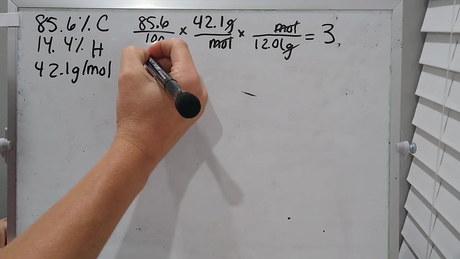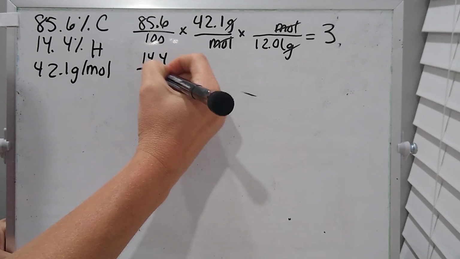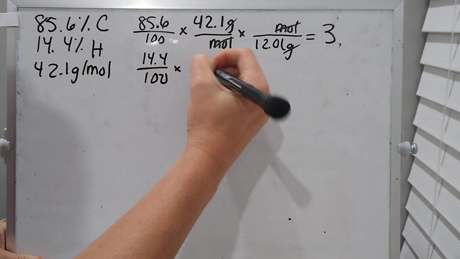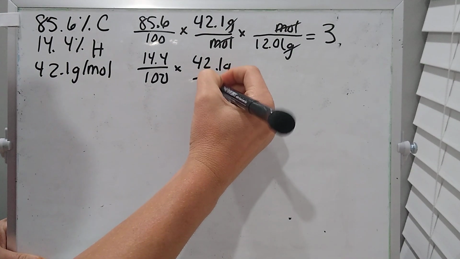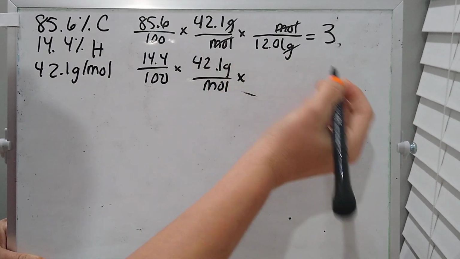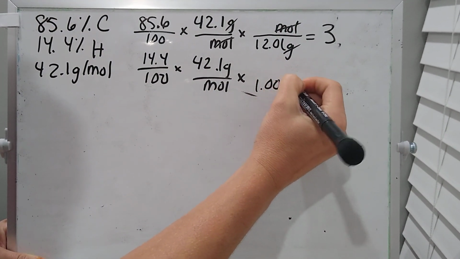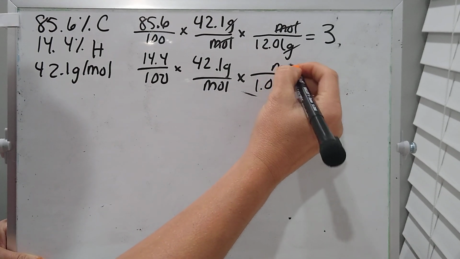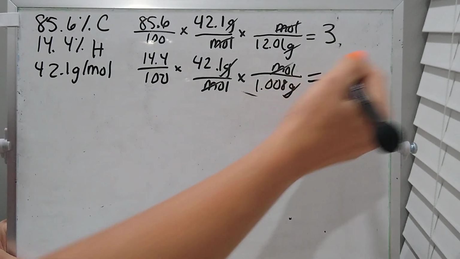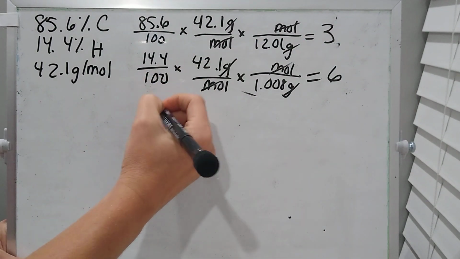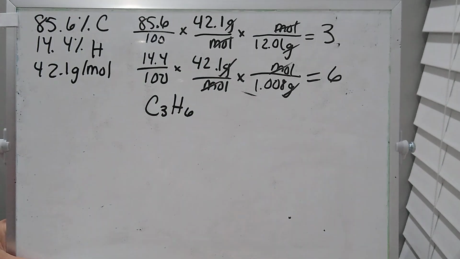Then I'm going to do the same thing for hydrogen. So take that percentage, put it over 100, so it will turn into a decimal. Multiply it by your total molecular mass, that is information you were given in the question. And then multiply it by the mass of hydrogen, which is 1.008 grams per mole. And so these cancel out. Do the math and you will get 6. So you've got 3 carbon, 6 hydrogen, that's your molecular formula.